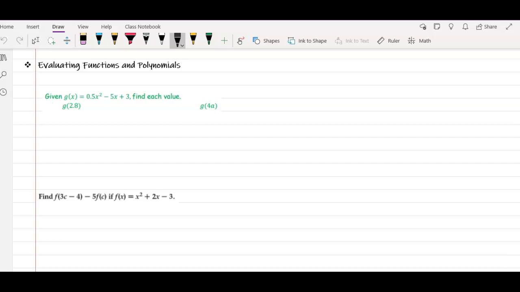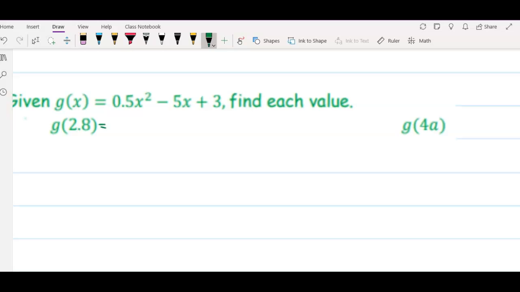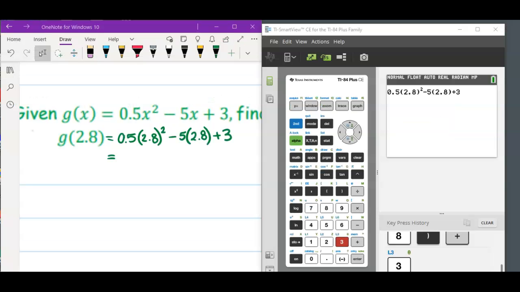We take out the x and put in 2.8. And we're going to do that all the way across this entire problem. We're going to rewrite it just how we see it, but whenever we get to an x, we're going to take out the x and put in 2.8. And then finally, we just use our calculator to evaluate this. We type it into the calculator just as we see it and find our answer.